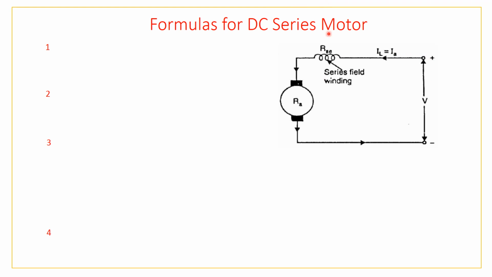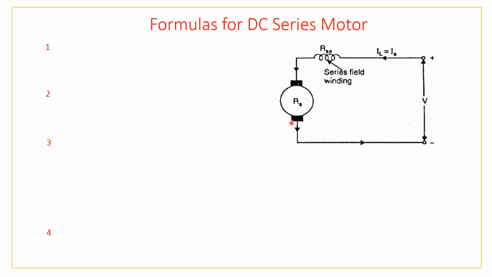Why the name series? Here you can see this armature winding is in series with the field winding, whereas in shunt motor I had it parallel, right? So it was parallel, but now here it is in series. So that's why the name itself derives as series motor, as we have already learned in our theory sessions.